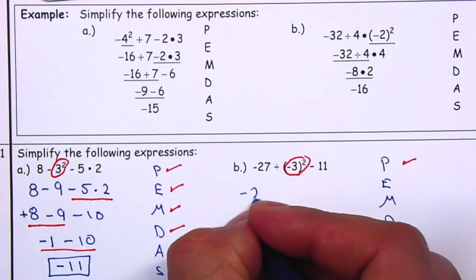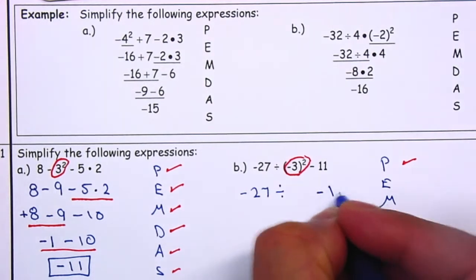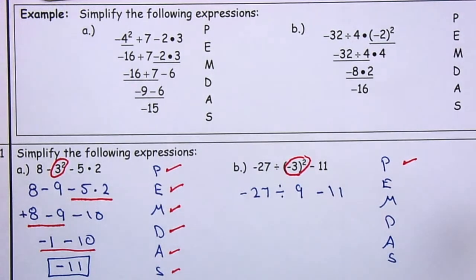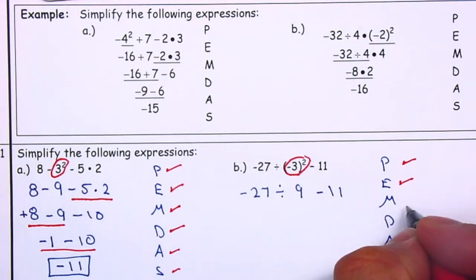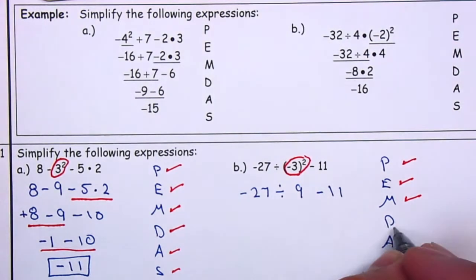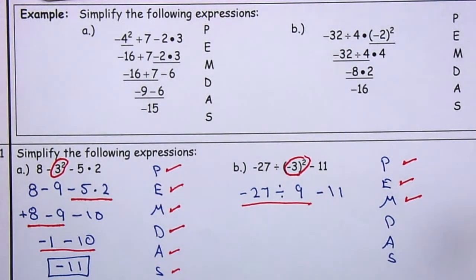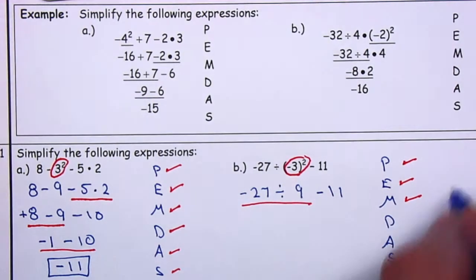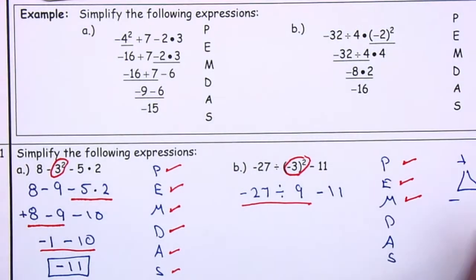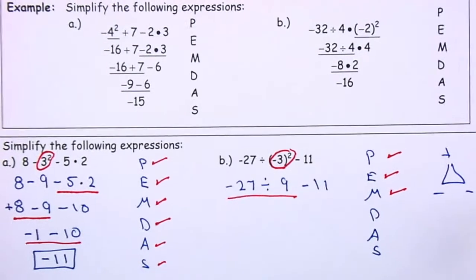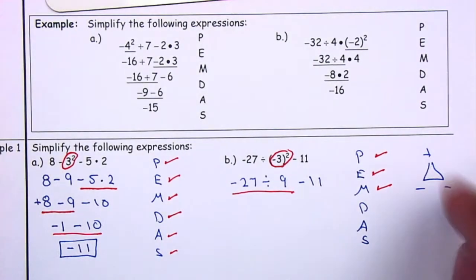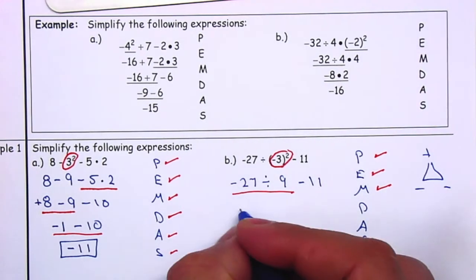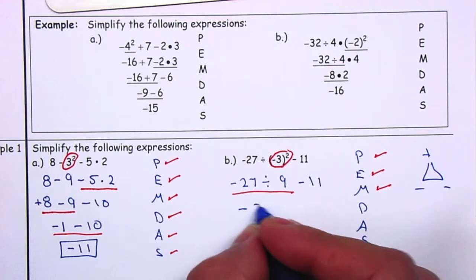The negative 27 comes down, division, and then we have negative 11. Negative 3 squared is negative 3 times negative 3, so that's positive 9. So we're done with the exponents. Multiplication, we don't have a multiplication. Division, yes, we do have a division. We are dividing negative 27 divided by 9. Negative divided by positive, we're using our triangle. So we have negative divided by positive, our answer will be negative. Negative divided by positive is a negative. So that's a negative. 27 divided by 9 will be 3, minus 11.